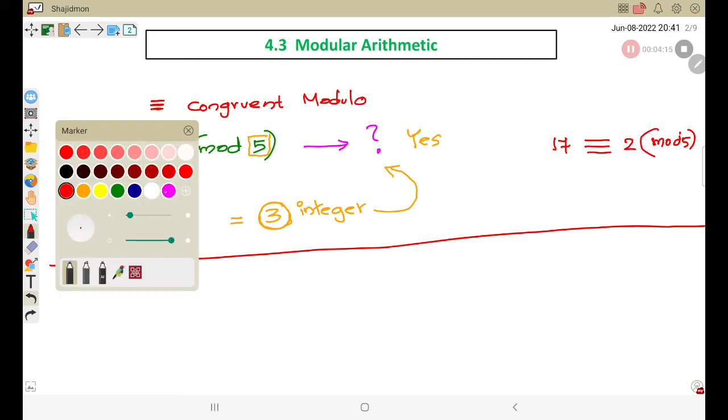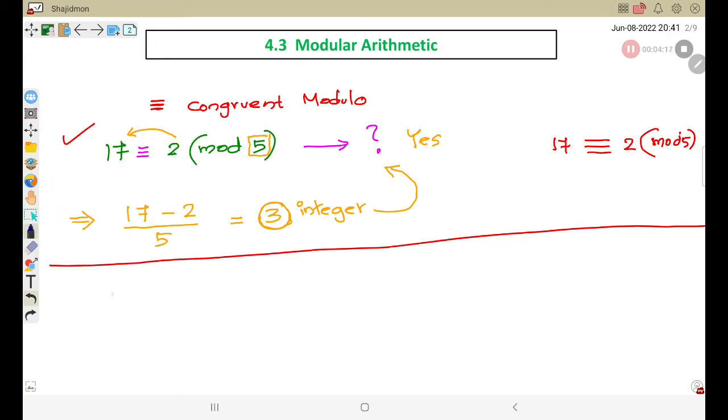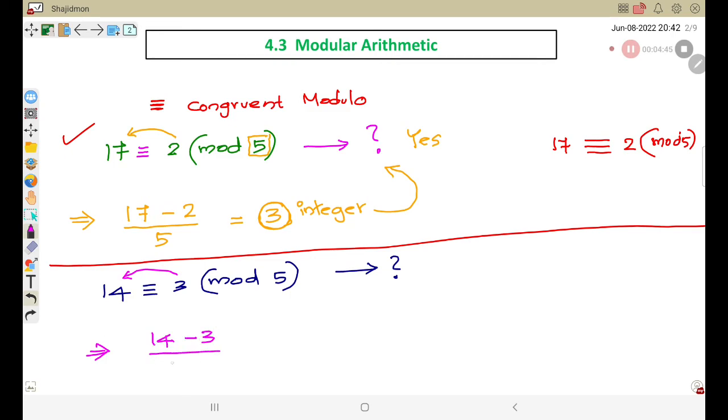Now, another example. Consider 14 and 3, modulo 5. Is it congruent or not? That is the question: is 14 congruent to 3 mod 5 or not? As I told you, first we do the operation, taking 3 to the left side. So we write 14 minus 3, divided by the modulo number, that is 5.